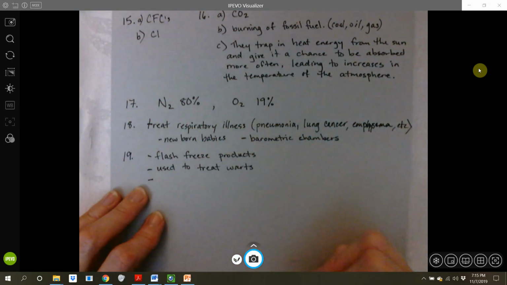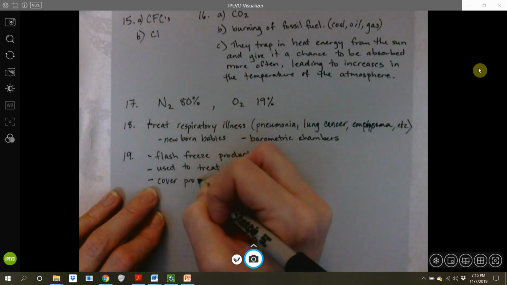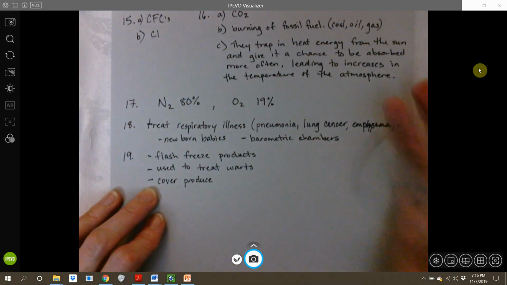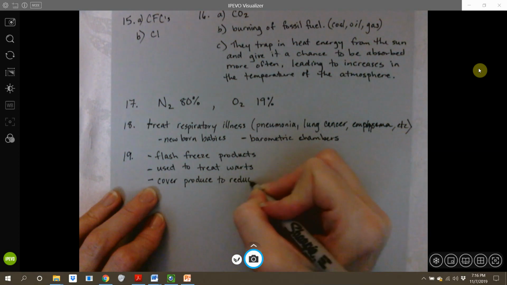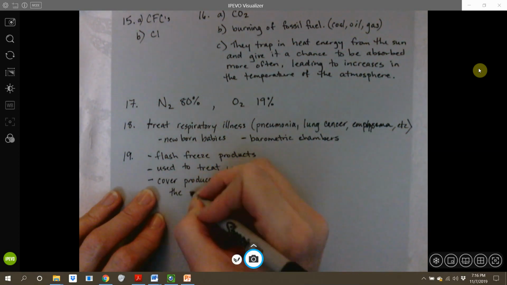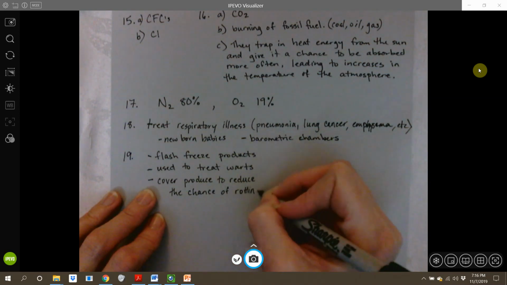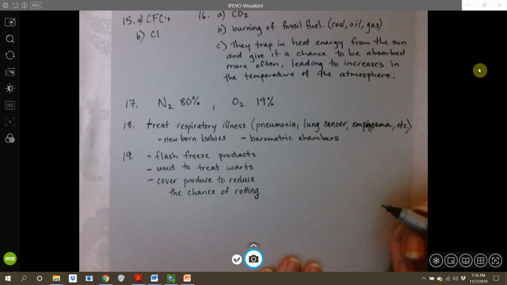And it also can be used to cover produce, like when your fruits or vegetables are in a truck, they cover it with nitrogen gas to reduce the chance of rotting. Rotting is a process that requires oxygen, so if there's only nitrogen around, rotting can't happen as easily. So they blanket these things in nitrogen gas. Totally harmless as most of our atmosphere, but it does block the oxygen.